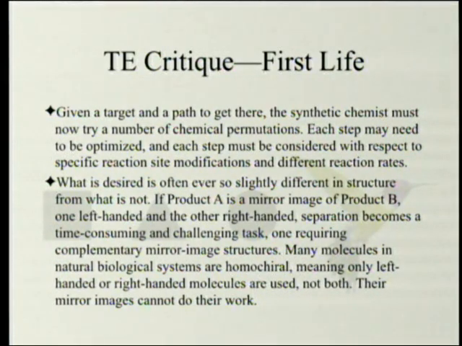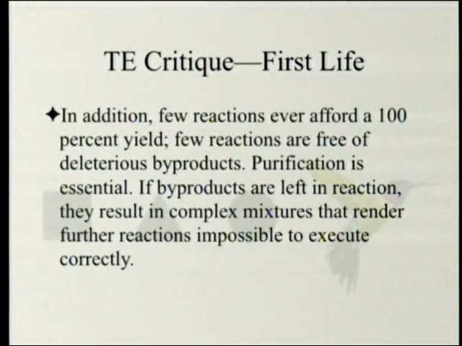If product A is a mirror image of product B, one left-handed and the other right-handed, separation becomes a time-consuming and challenging task, one requiring complementary mirror image structures. Many molecules in natural biological systems are homochiral, meaning only left-handed or right-handed molecules are used, but not both. Their mirror images cannot do their work. In addition, few reactions ever afford 100% yield. Few reactions are free of deleterious byproducts. Purification is essential. If byproducts are left in reaction, they result in complex mixtures that render further reactions impossible to execute correctly.